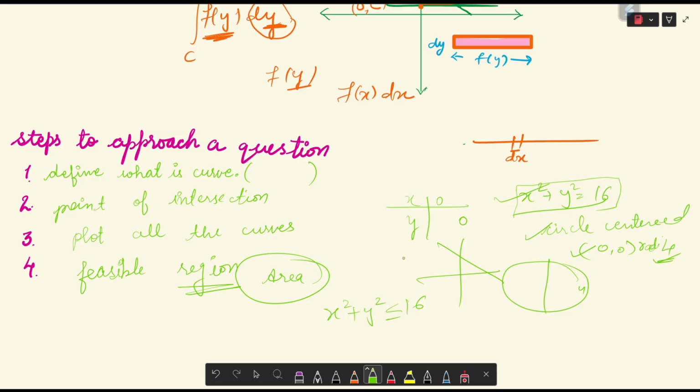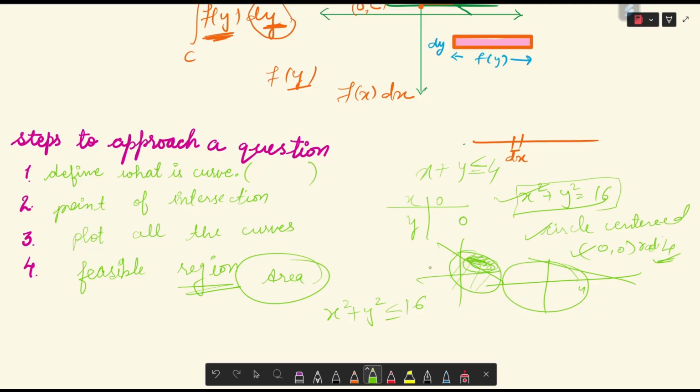And if this is given: x plus y is less than or equal to 4, so 0, 0 is again satisfied, so you will move towards the origin. So like this you have to find the feasible area. Like if it says that you have to find the area bounded by the circle and the line, bounded by the circle and the line, so this will be the area.